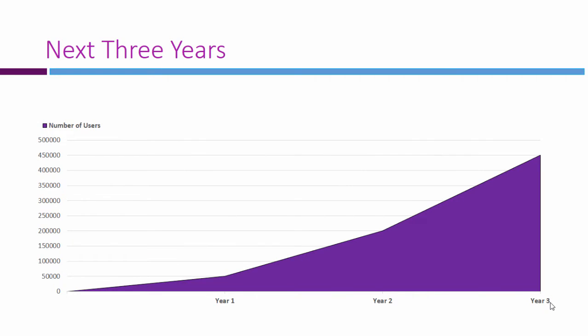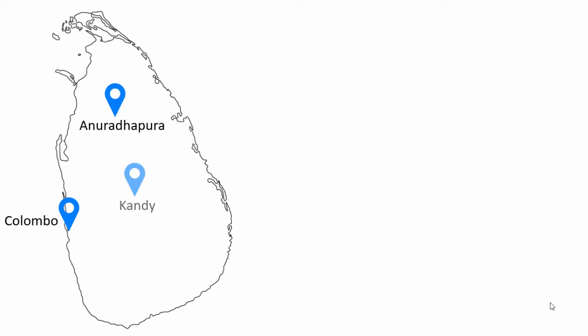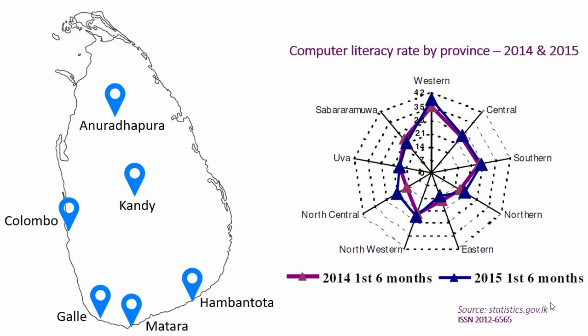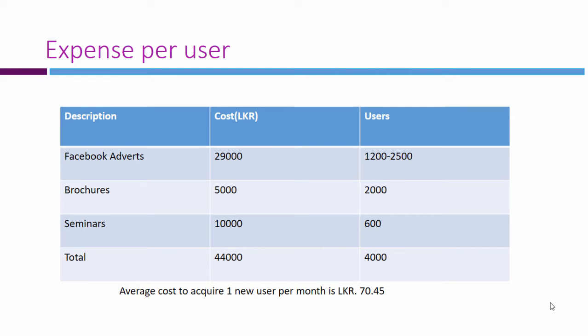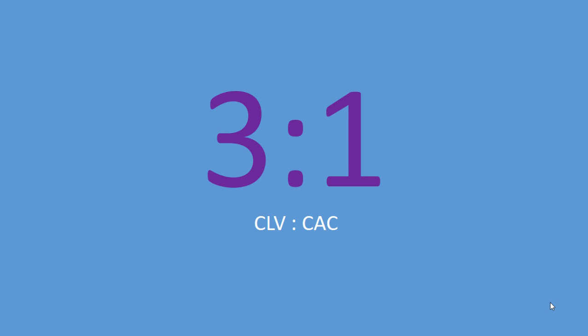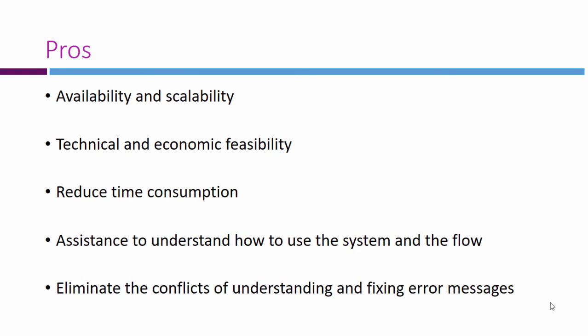Then we are going to distribute our system to up to 50,000 users the first year, up to 200,000 the second year, and a million by the third year. We are going to start off in these areas because they have a high computer literacy rate in these provinces in Sri Lanka, then spread to the whole world. We found that it's just 70 rupees to promote our system and acquire a user, and our ratio of customer lifetime value to customer acquisition cost is 3 to 1, which is very good.